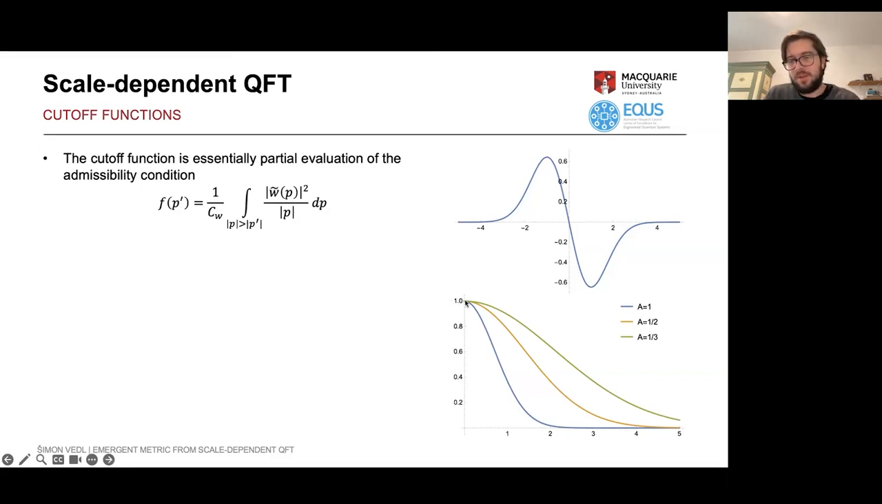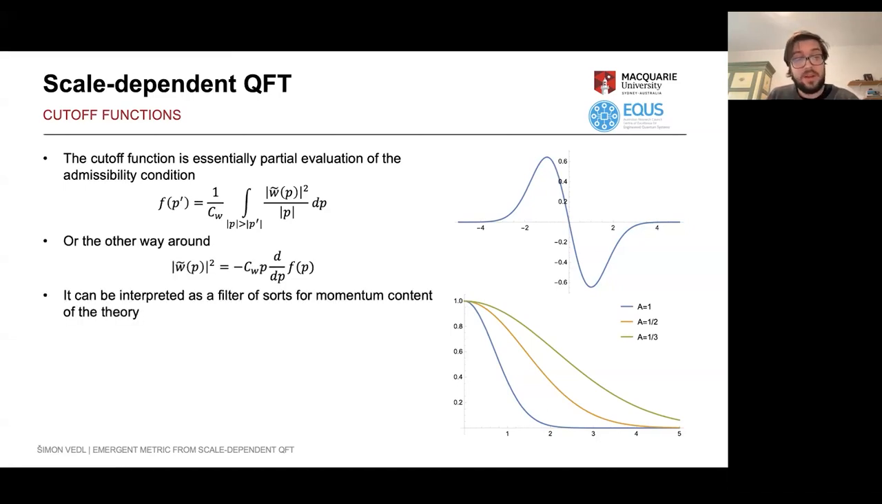You are, you know, it's 1 1 1 1 1 and then suddenly it's 0, right? So here with those wavelets, instead of working with these step functions, you have these smoothed out cutoff functions, right? Or if you want to think about it in a different way, you can sort of think of it as a filter, right? It kind of filters out the higher momentum physics, I guess.